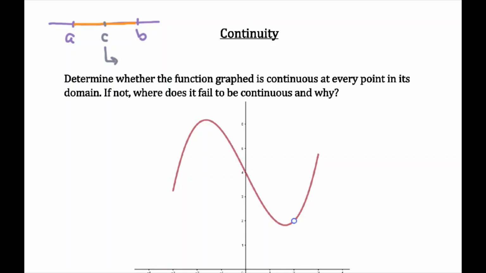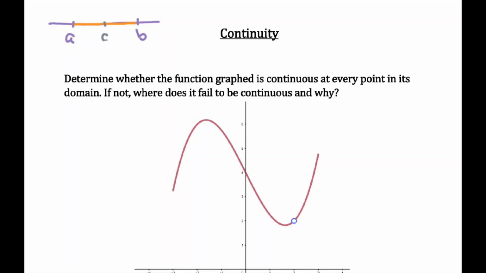Well, the limit of the function as x approaches C should exist. And exist means that the limit from the right should be equal to the limit from the left, and it should equal f(C). What about the A and B?